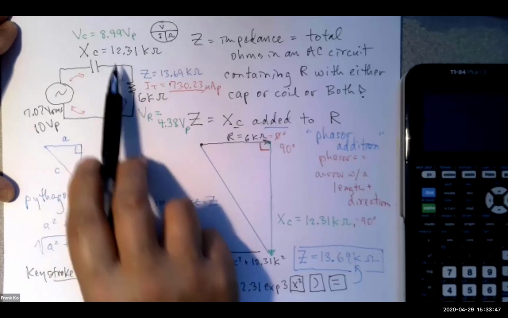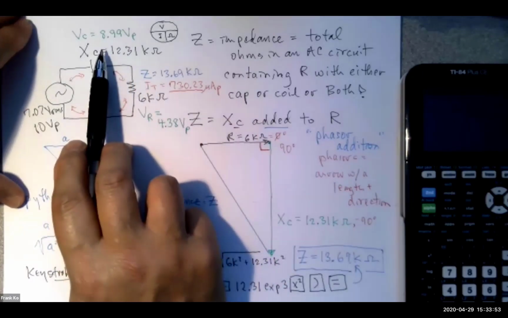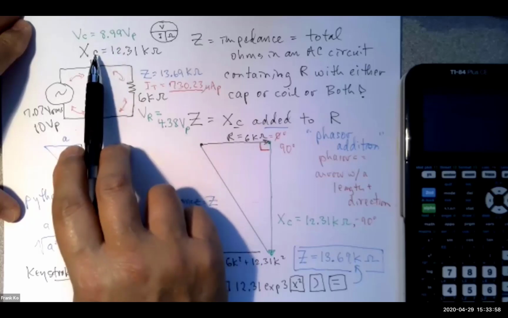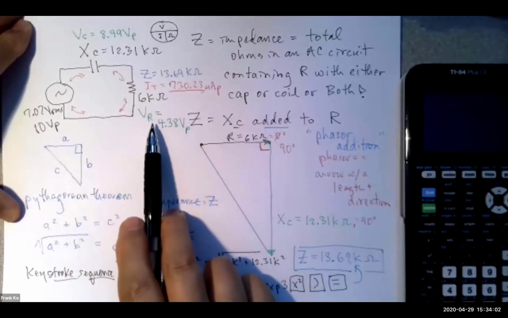Why can't I add them straight up with each other? Because they're out of phase with each other. Now you look at the total volts. Watch this for a moment. You got 8.99 volts here for this capacitor, you got 4.38 volts peak across this resistor.